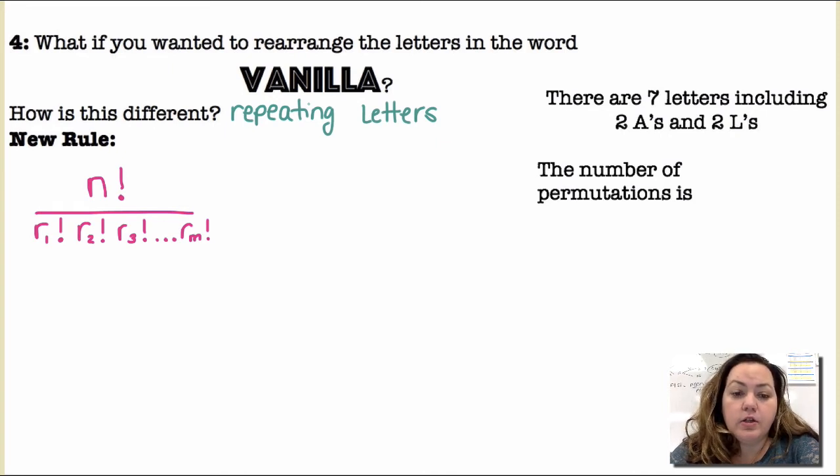So there are 7 letters, including 2 A's and 2 L's. So this would be 7 factorial over 2 factorial times 2 factorial. 2 factorial for the A's and 2 factorial for the L's. Okay, so when I put this in my calculator, I get 1,260.